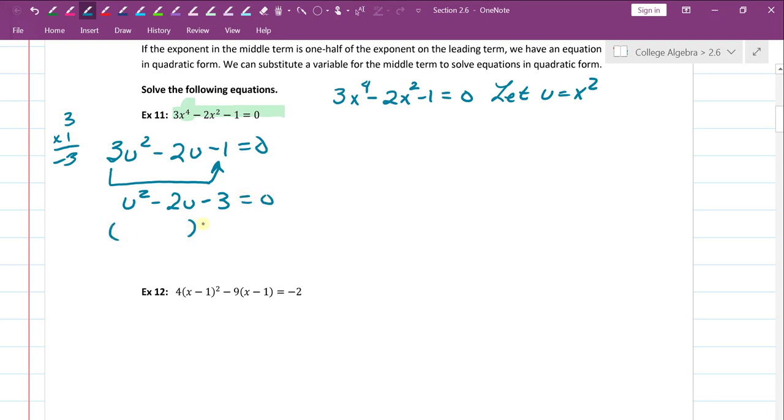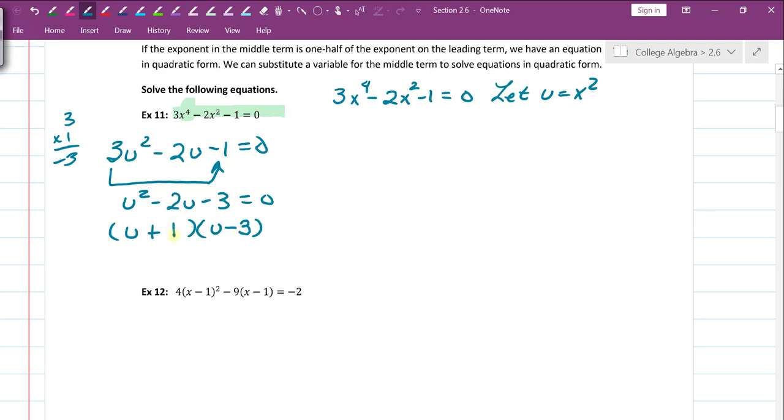We can factor this, and we'll put u and u because we have a coefficient of 1 right there. Our factors for 3, it's a prime number, are going to be 3 and 1, and you're going to notice that we have a negative sign right there, so that tells us that we have opposite signs. So we're going to have a positive and a negative. Our factors are 3 and 1. Since the middle term right here is negative, that tells me the larger of the two factors is going to be negative and the other is going to be positive.